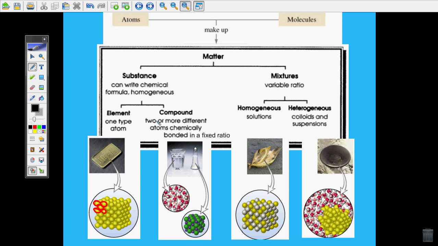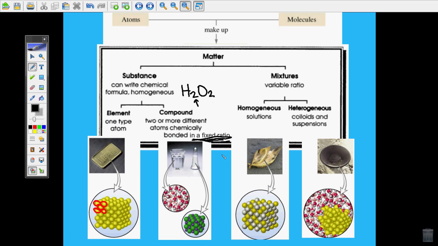Here with a compound, you have 2 or more different atoms chemically bonded in a fixed ratio. So if I have water here, water is always 2 hydrogens for every 1 oxygen, H2O. If I were to change that and put a 2 here and have 2 oxygens, now I have hydrogen peroxide, a completely different compound. So you can't mess with these subscripts here or you change your compound. The compound is in a fixed ratio.